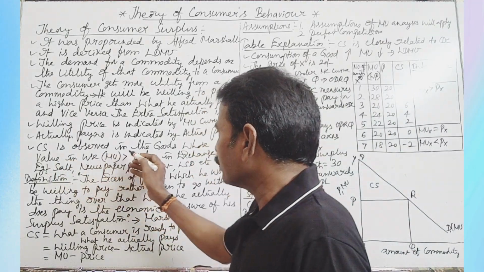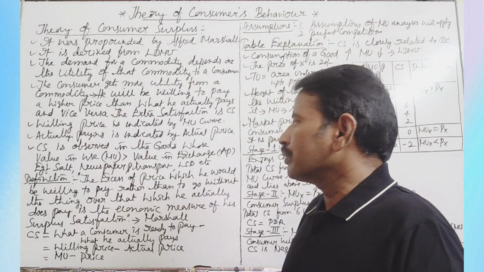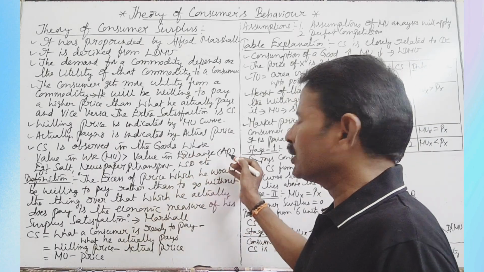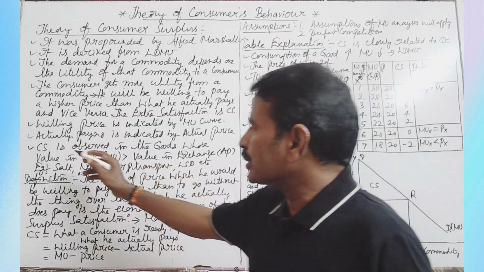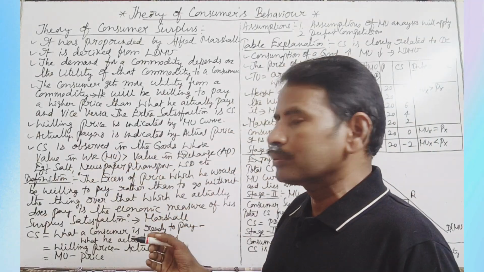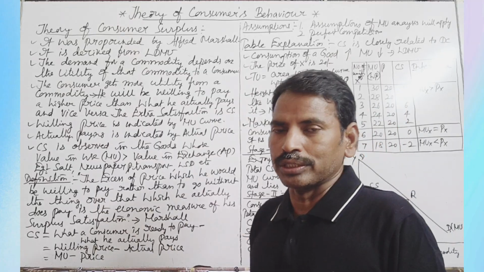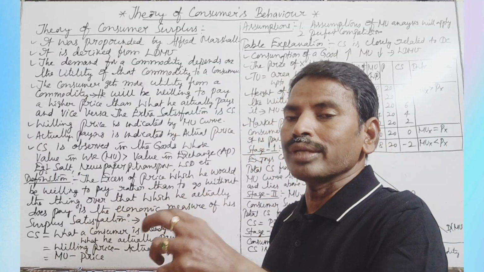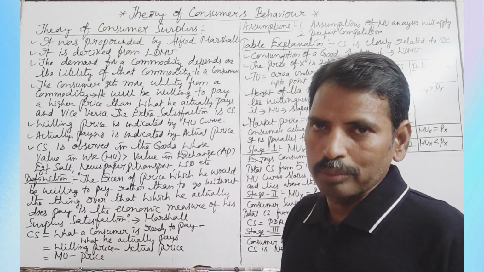Consumer surplus is observed in goods whose value in use, that is marginal utility, is greater than value in exchange, that is the actual price. In some goods, value in use is more and value in exchange is less. So here we observe consumer surplus.